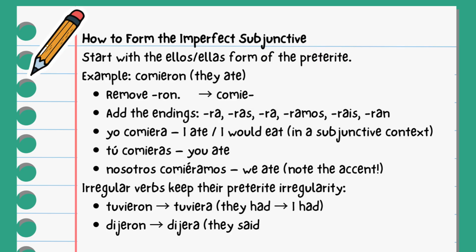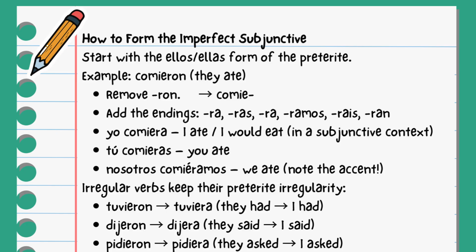Tú comieras, you ate. Nosotros comiéramos, meaning we ate. Note the accent mark on that one. And then irregular verbs keep their preterite irregularity. For example, tuvieron becomes tuviera. Dijeron, dijera. Pidieron, pidiera.